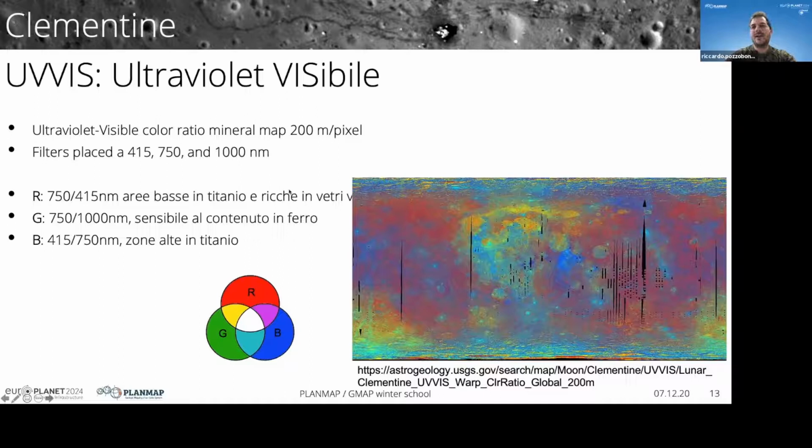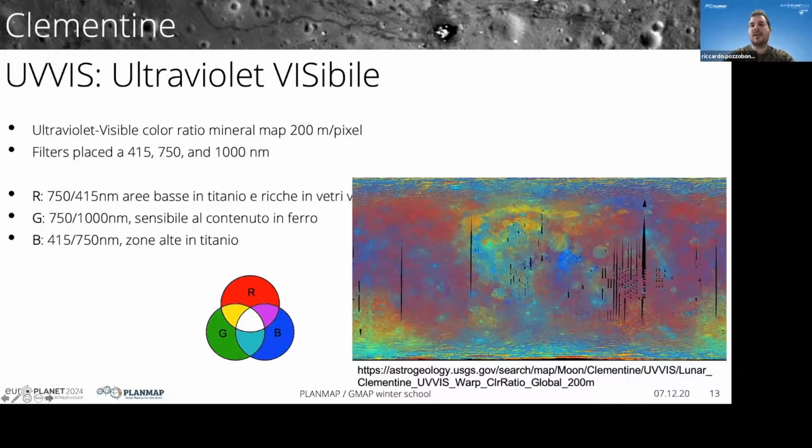Low titanium and glass-rich areas are in the red channel. So red channel: low titanium and lots of volcanic glass. The green channel is sensitive to the iron content, and the blue channel is sensitive to the content in titanium, for example, here and here. If you combine these together, red plus blue gives purple. So where you have purple areas, you have a combination of low titanium, glass, and high iron content, and so on and so forth. You will see it better while speaking about compositional maps and how to retrieve spectra.